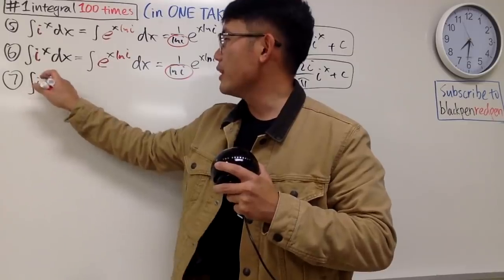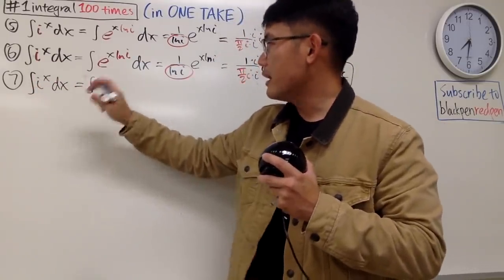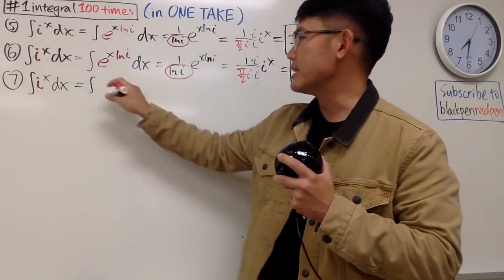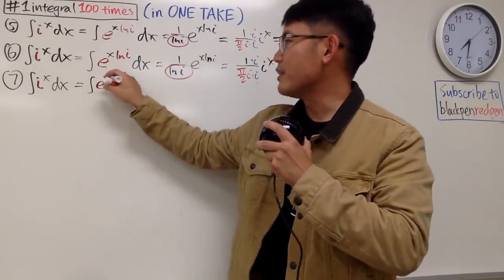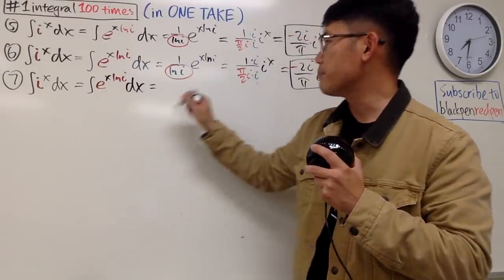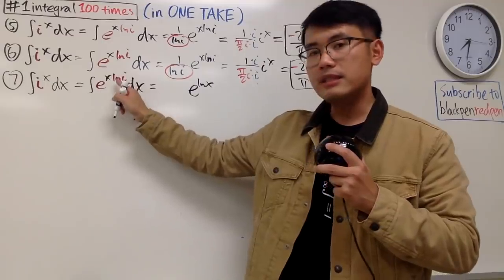Next, we are going to integrate i to the x power like this. So we are going to have the integral, and for the i right here, we are going to just write it down as e to the natural log of i, because this is still i, and then we have the x right here, and then don't forget the dx. And now to integrate this, of course, we keep this part, which is e to the natural log of x, and the derivative of this part is natural log of i.